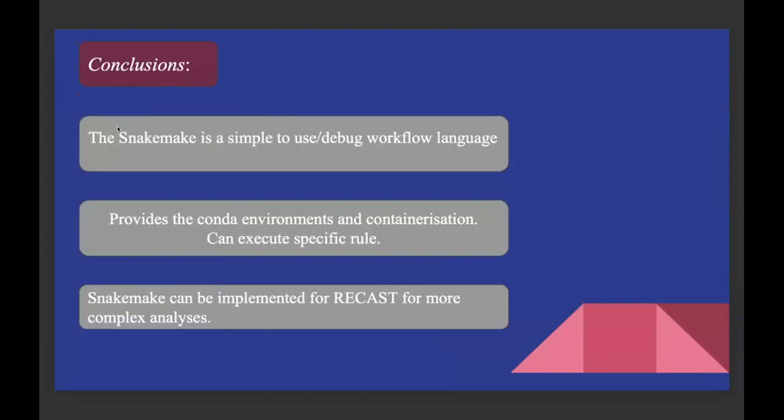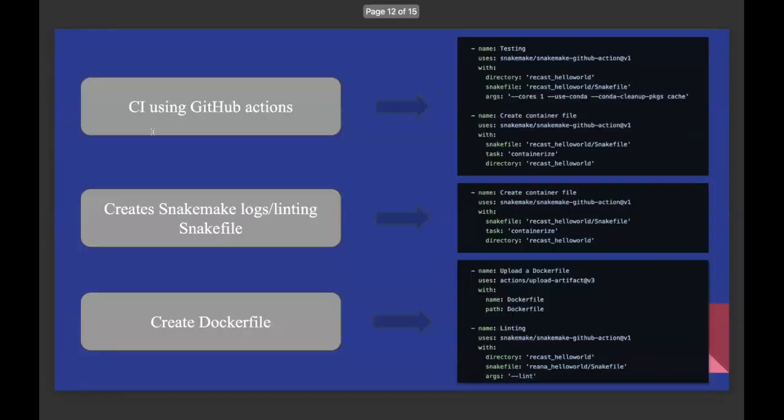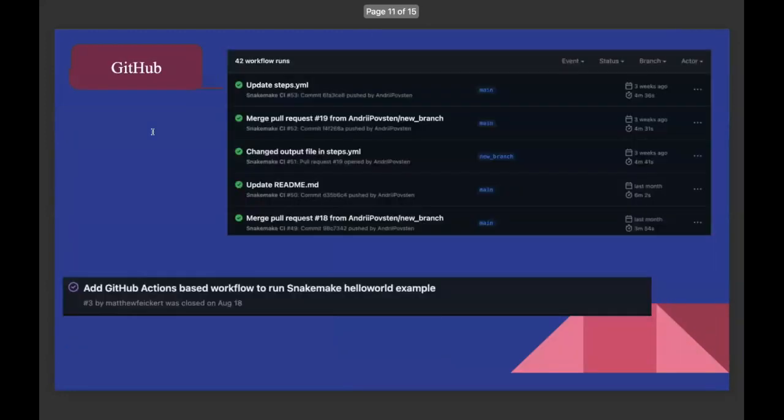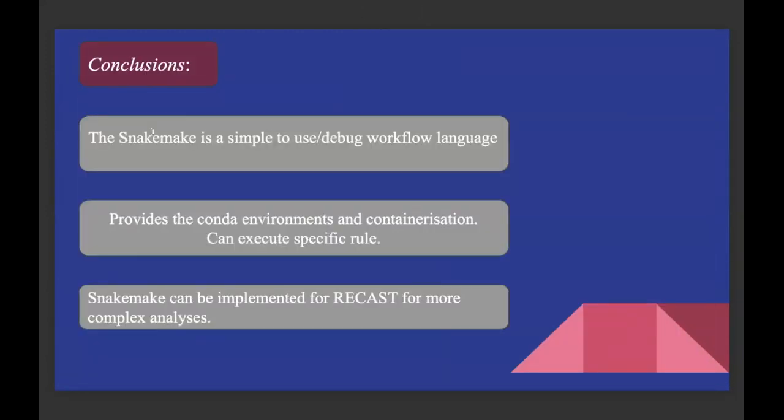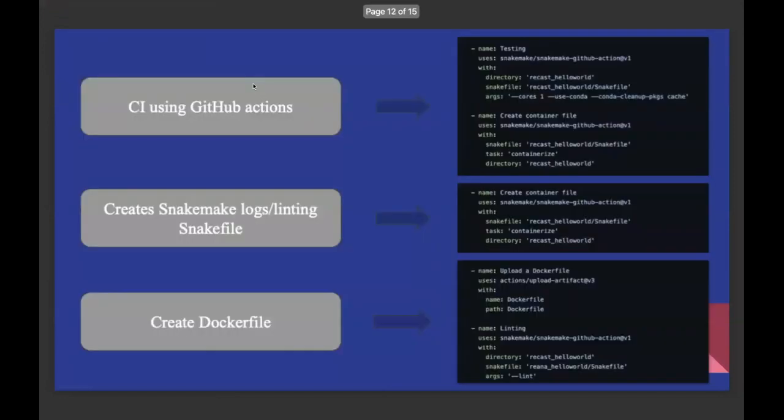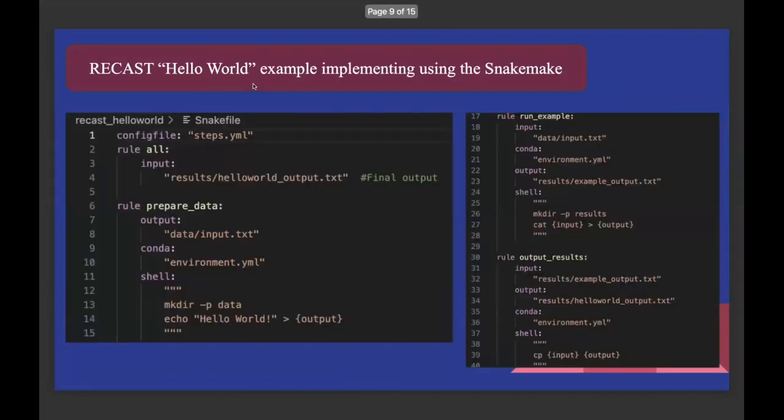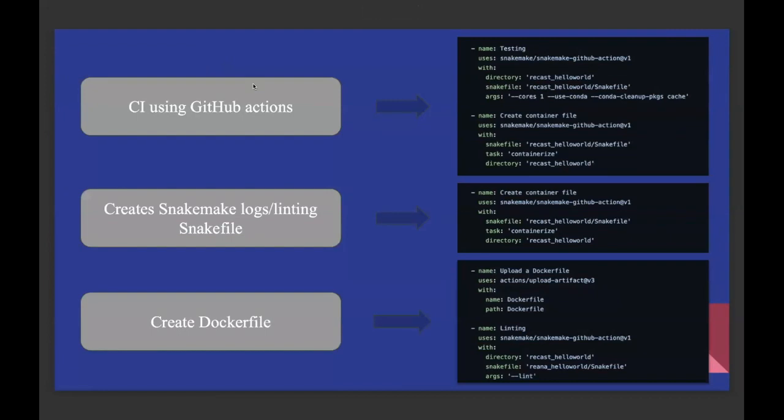Yes, and in conclusion, I would like to say that Snakemake, in comparison to Yadage and CWL, I think is a really easy to use and easy to debug workflow language, and provides a lot of different opportunities. And now, after running this example, we clearly see that Snakemake can be implemented for RECAST for more complex analysis, which is the main feature, and which can be easily done by looking at the instructions, log files and hello world Snakefile.